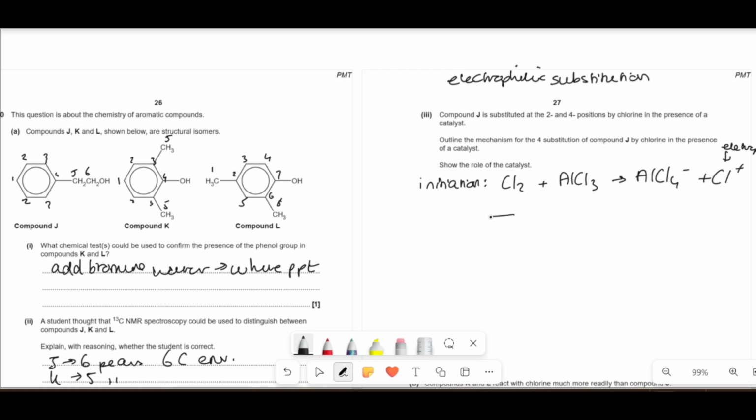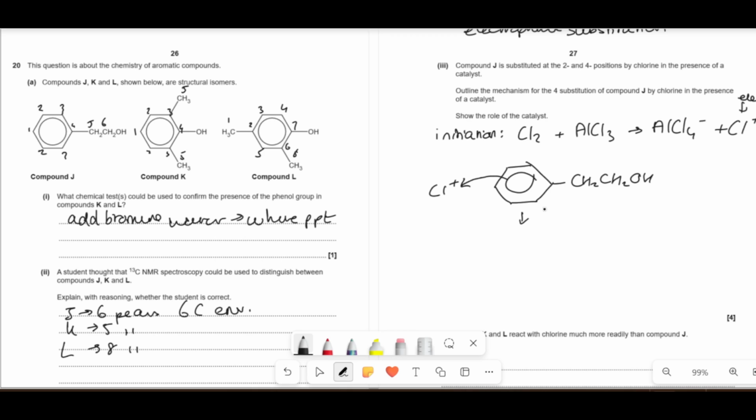Then what you've got to do is show the actual bonds being made. So we've got our benzene here. We have our CH2, CH2, OH here. And this chlorine, Cl plus, wants to bond to this carbon. So the electrons are coming from the ring. So you need to draw a curly arrow like that with it coming from that ring, because that's where the electrons are coming from. Okay, cool. Then we make an intermediate.